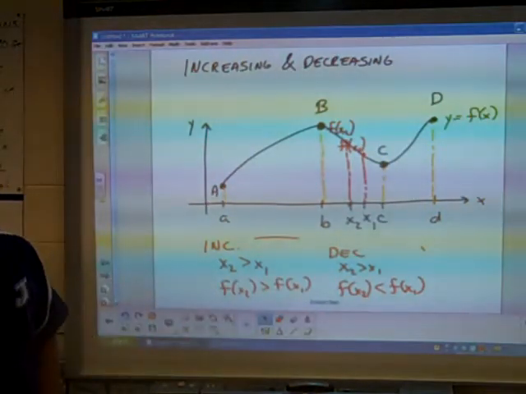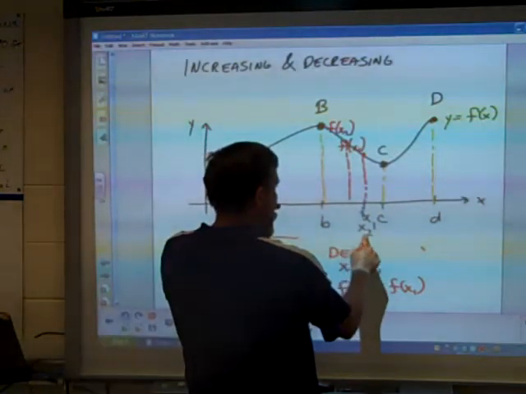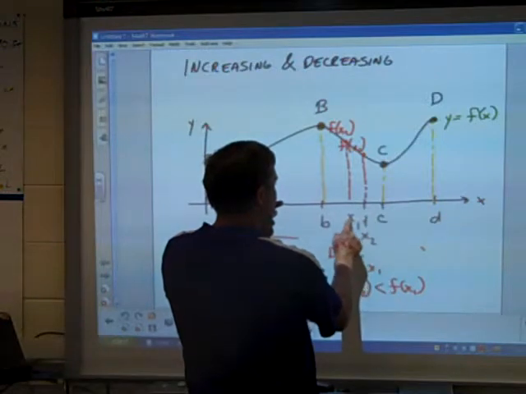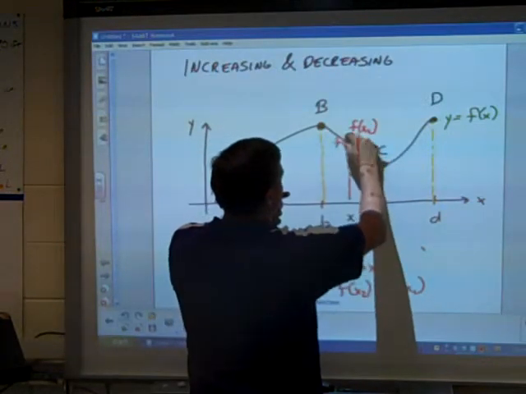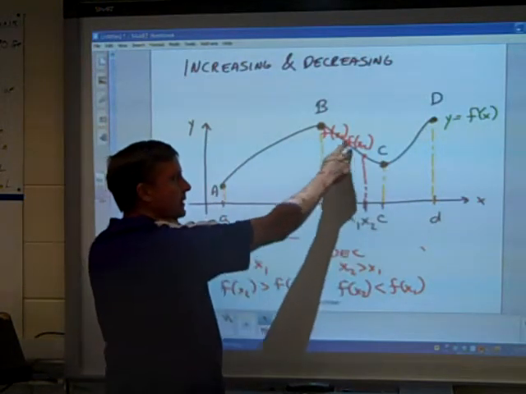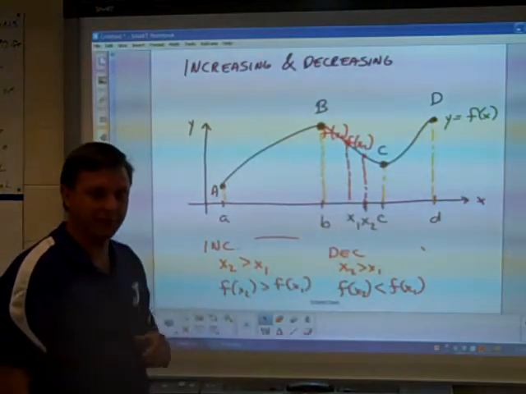All right? And again, it's important to realize we always put x1, I got it on the wrong side. x1 on the right, x2 on the left, there we go. x2 is greater than x1, f of x2 is less than f of x1, it's lower down, closer to the x-axis.